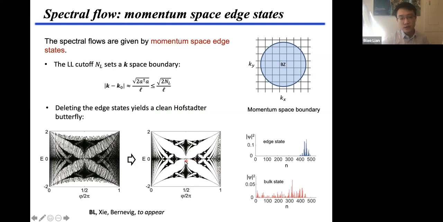And this is the result after we delete these edge states by some edge projector, and you find a very clear Hofstadter spectrum. But I want to note that this spectrum is not ideally symmetric about 0 and 1. The cutoff breaks this symmetry between 0 and 1.